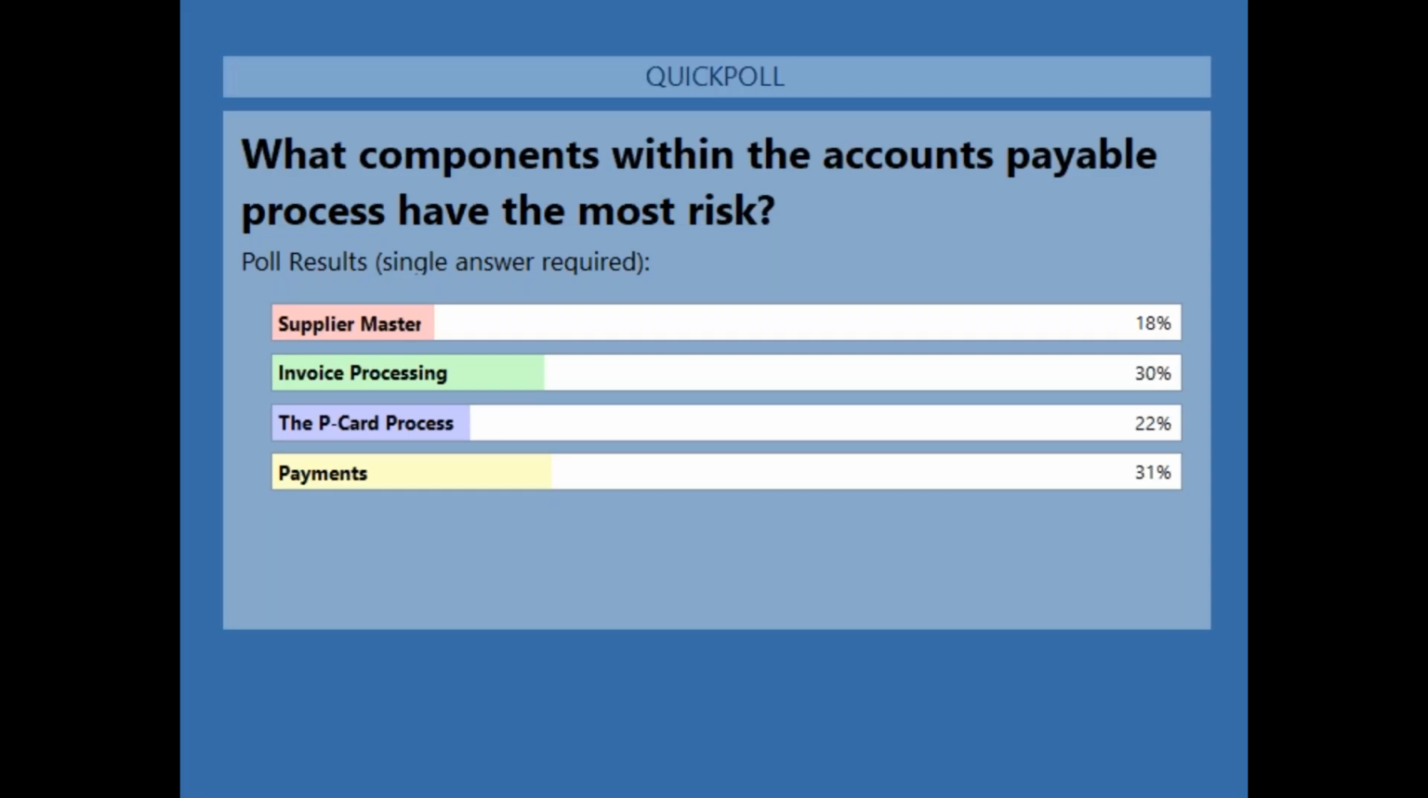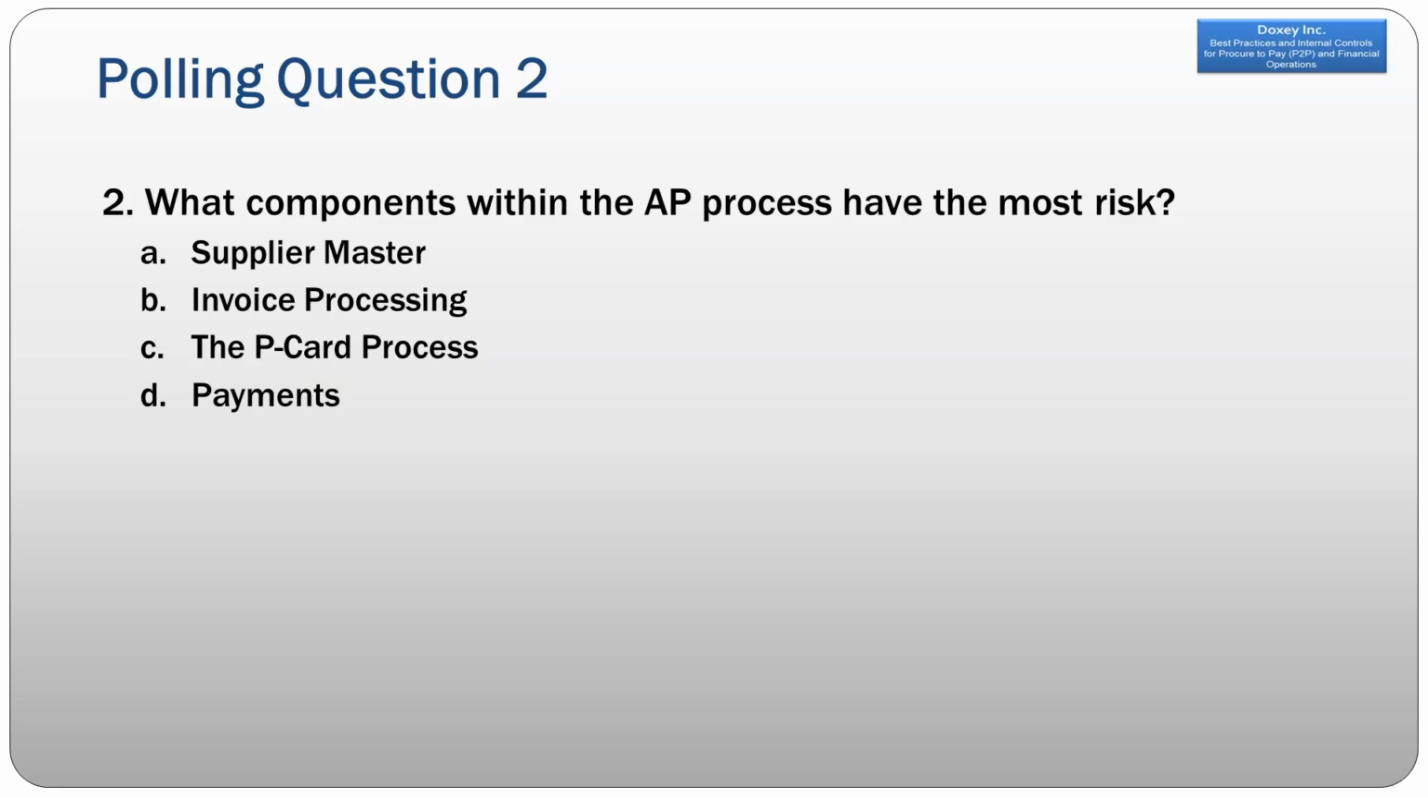So Chris, the answers are 18% said supplier master, 30% said invoice processing, 22% the P card process, and 31% payments. Back to you. Okay, thank you very much. You're welcome. Yeah, so it looks like we've got some risk within payments and invoice processing. And I bet you'll get some information today on how to reduce risk, particularly in the invoice processing and payment area.